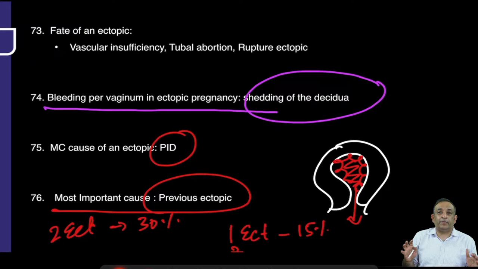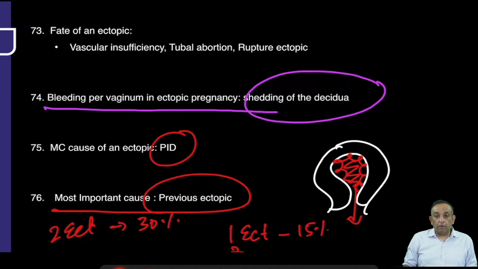That you have an ectopic because you had an ectopic before this, and she'll say, sir, I'm married only 2 months back. I've never been pregnant before this. How can I have a previous ectopic as a cause of this one when I'm pregnant for the first time? That's what I'm trying to make you understand. Okay, so please listen to this, rewind and play again, and I'm sure you'll understand.